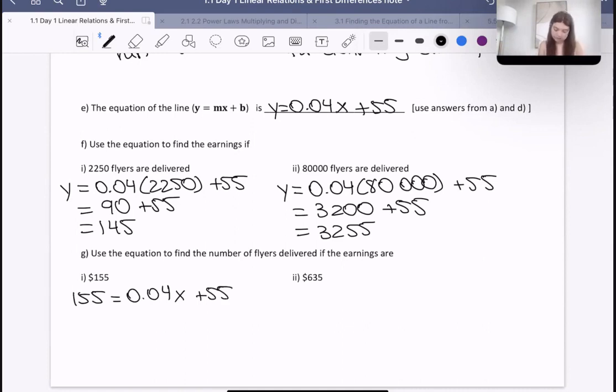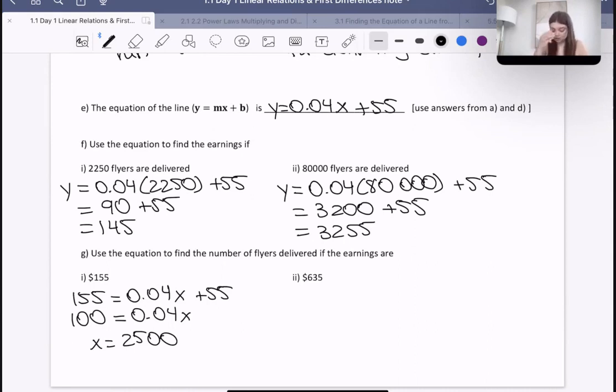So what's the first thing we must do? We must subtract 55 from both sides. So on the left, we'll have 100. And on the right, we'll just have 0.04x because we're subtracting 55 from both sides. Then we're going to do 100 divided by 0.04 to get the answer. So that's going to be 2,500. Therefore, we need to deliver 2,500 flyers if we want to earn $155 that week.